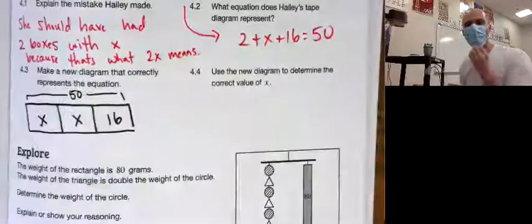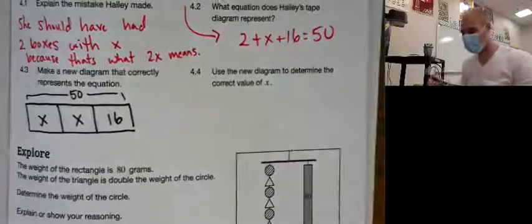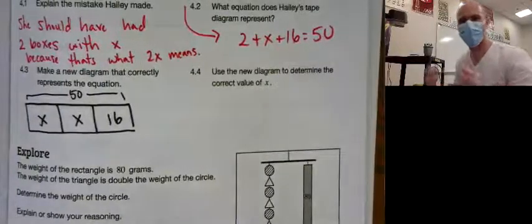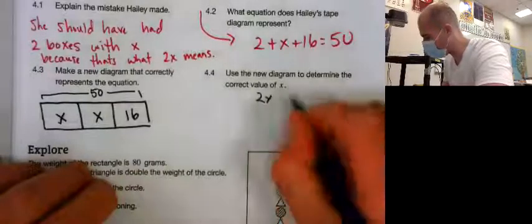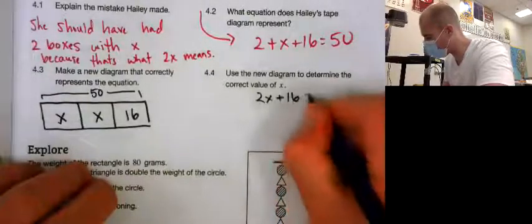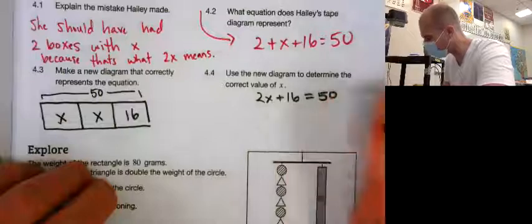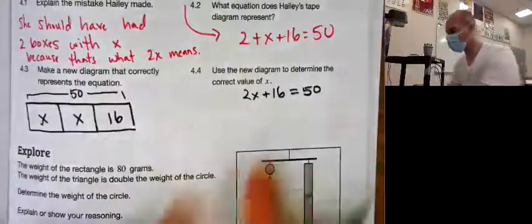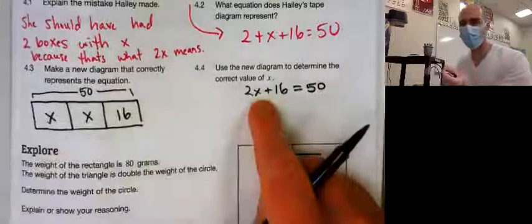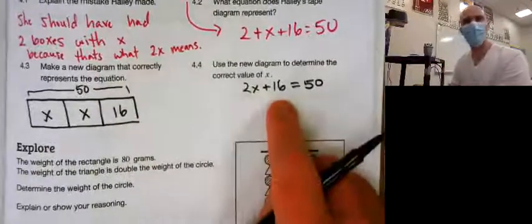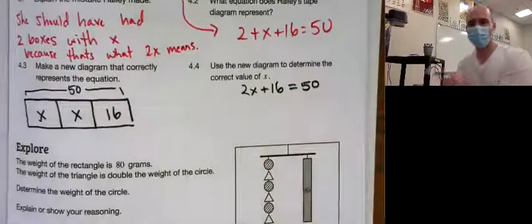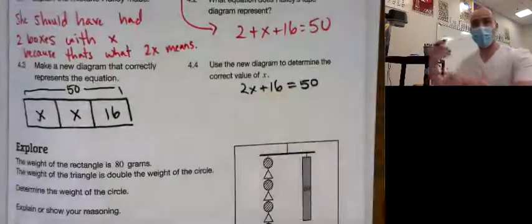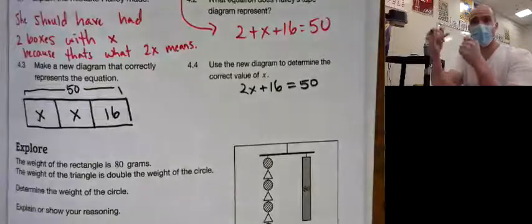And then use the new diagram to determine the correct value of x. I'm not going to use a diagram. I'm solving equations algebraically now. So the equation is 2x plus 16 equals 50. Okay, so I look at my variable. I notice it's being multiplied by 2 and added to 16. I want to work in reverse GEMDAS order. So normally I would multiply then add. So instead, I'm going to reverse that, and I'm going to deal with the addition, then the multiplication.